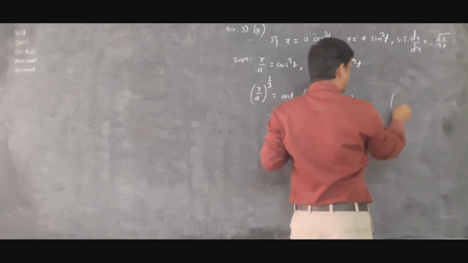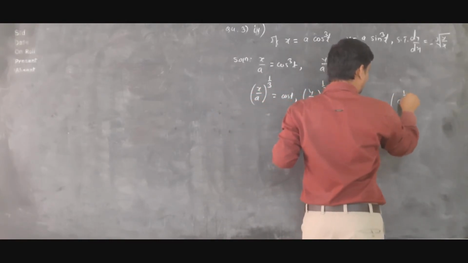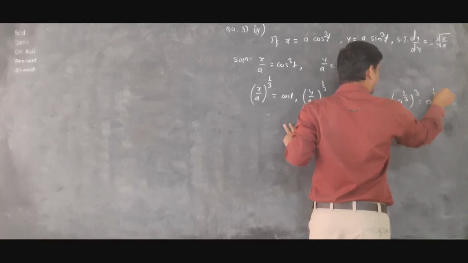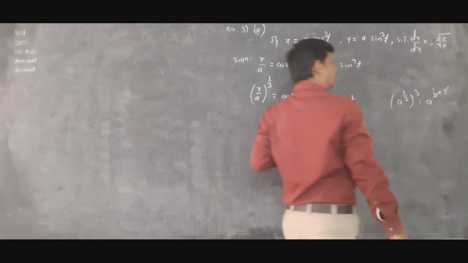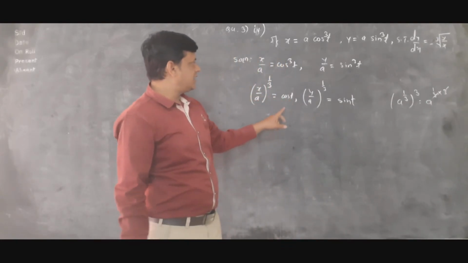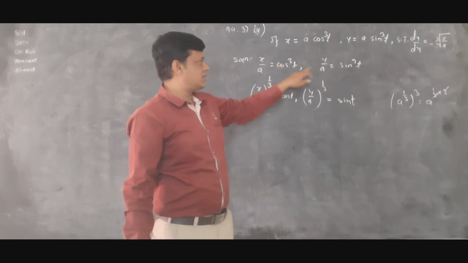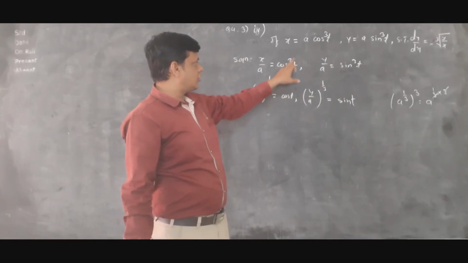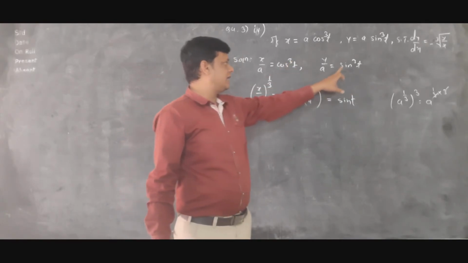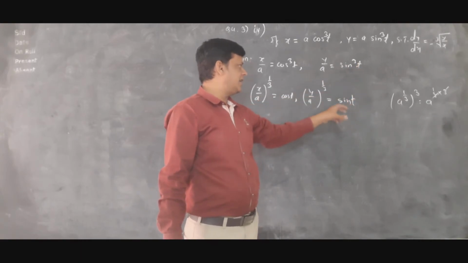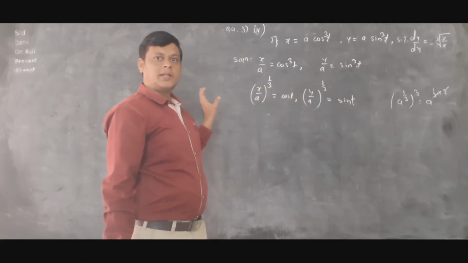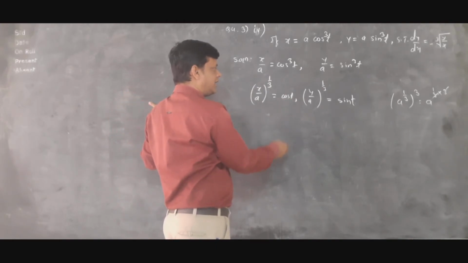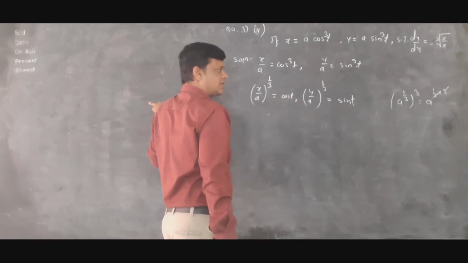We know that a raised to the power 1 by 3 raised to the power 3 can be written as a raised to the power 1 by 3 into 3. So this 3 gets cancelled. So we write here, instead of a cos t, instead of a sin t, directly this cos cube t as cos t and this sin cube t as sin t after taking power 1 by 3 on both sides.